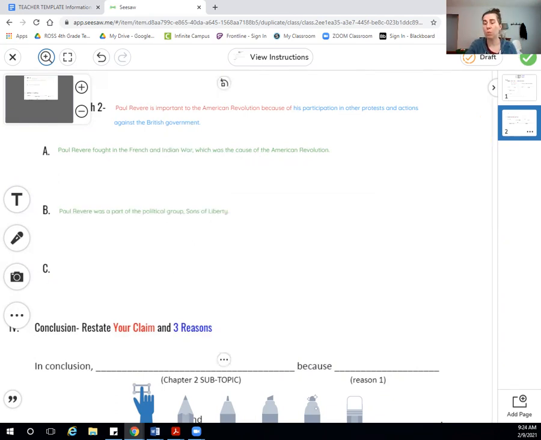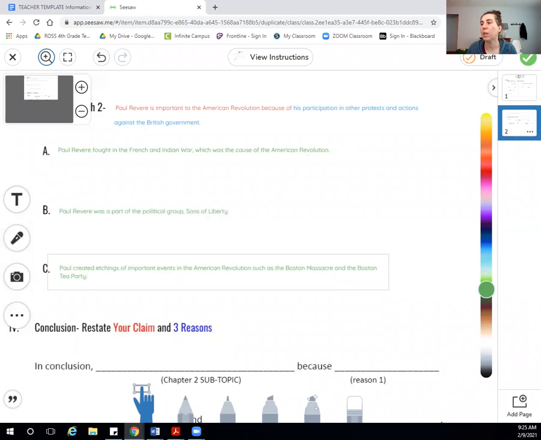Paul was also part of the Sons of Liberty, which is another group he was involved with other than the midnight ride. And lastly, Paul Revere created etchings of the important events in the American Revolution, such as the etching of the Boston Massacre that got passed around to the colonies, as well as the portrait of the Boston Tea Party.